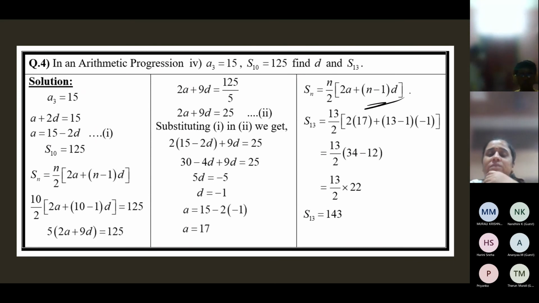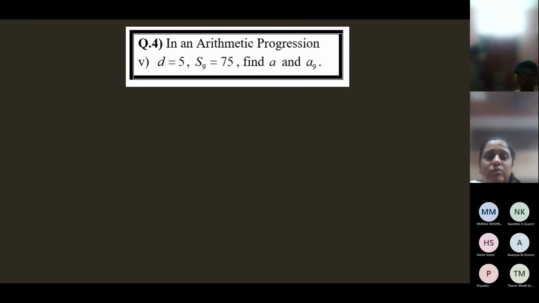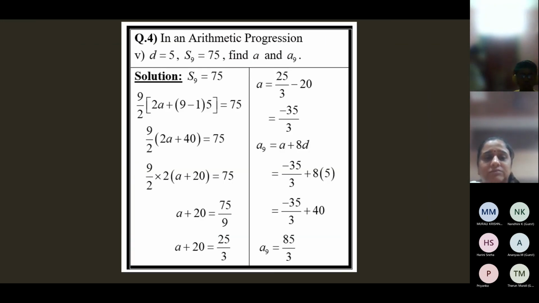Otherwise, you can use this one, n by 2 of 2A plus n minus 1 into D. 143. Very simple. Yeah, this is over. Finish this one.